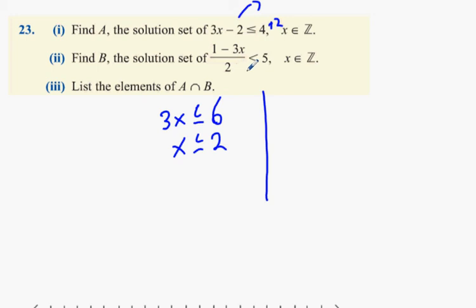Do they have a common denominator? Do both sides have a common denominator? Do they have the same denominator? Yeah, so if we put 5 over 2, we can multiply top and bottom by 2. And then we're going to get 1 minus 3x over 2 is less than or equal to 10 over 2.